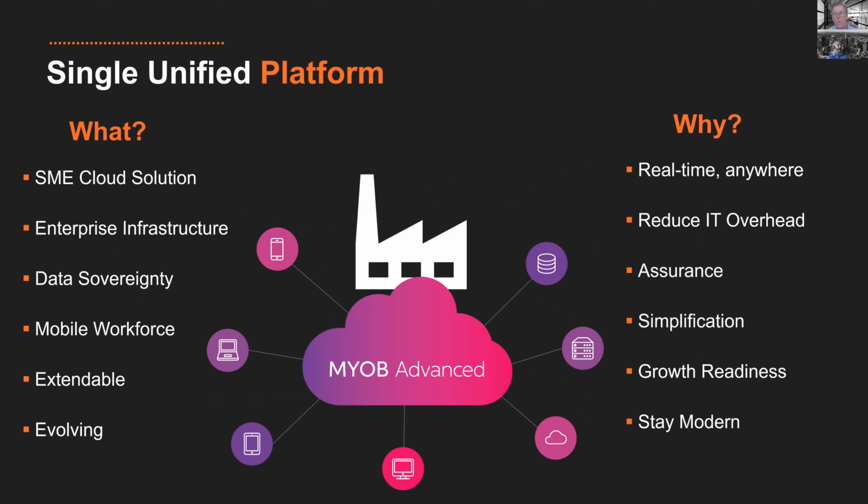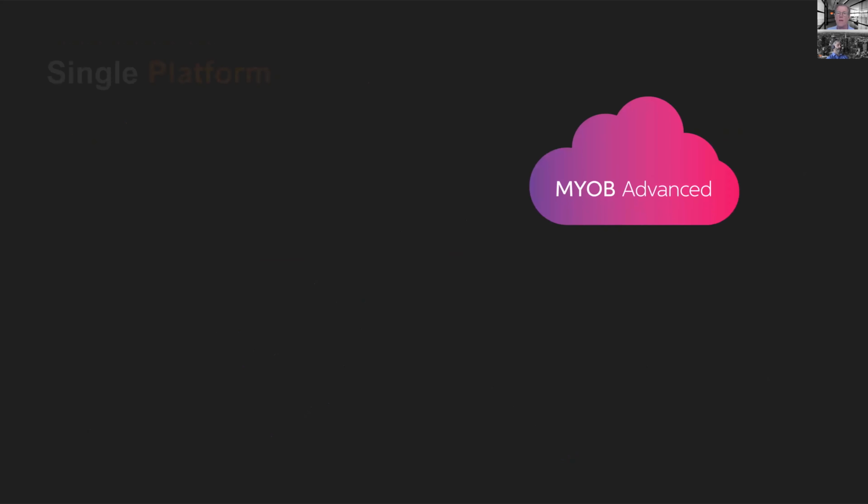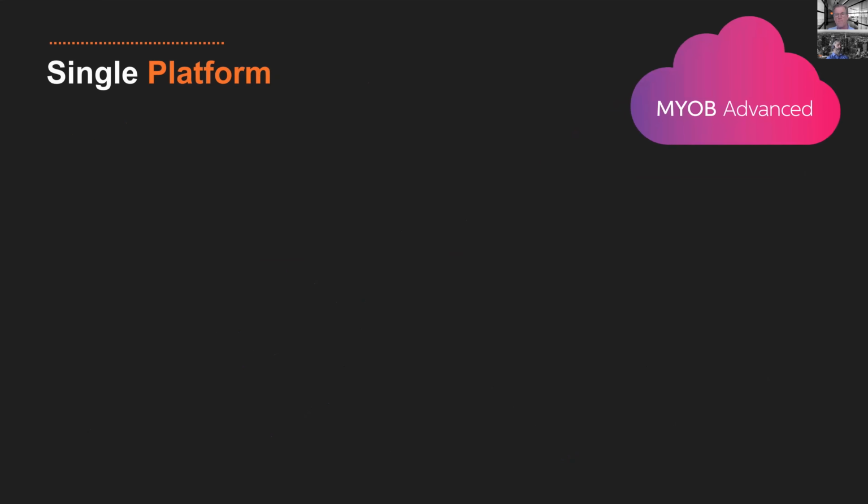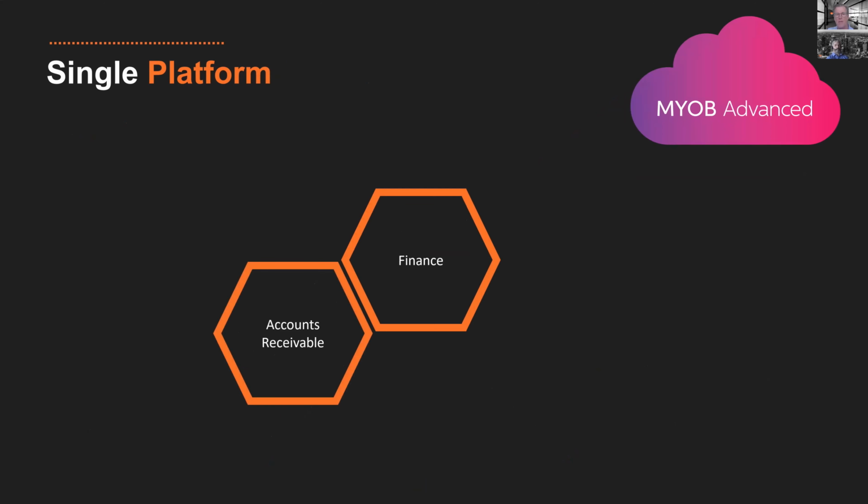The aspects of cloud that are important to you as a customer are the reduction in IT overhead, the simplification of processes, the ability to scale and to stay modern. In a cloud infrastructure, updates and upgrades are done automatically, which means that you're always on the latest version of the application. We talk about some of these areas in terms of the consolidation of information into a single platform. So in finance: multi-company, automated financial reporting, BAS, fixed assets, bank feeds, everything you would expect from a modern cloud-based financial application. Accounts receivable and payable, obviously integrated into the application.